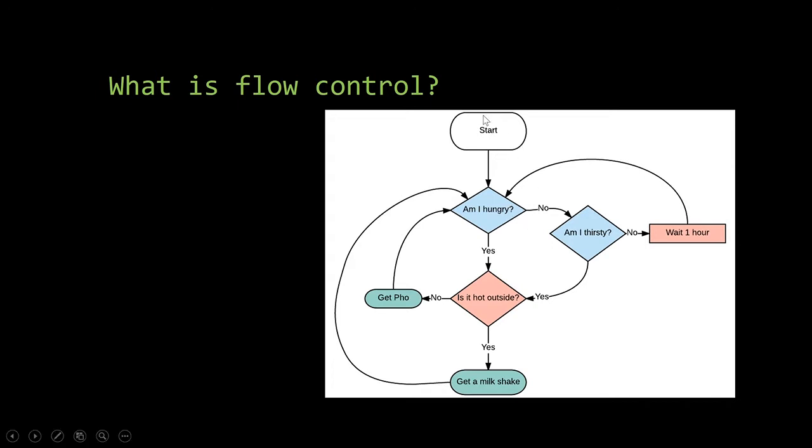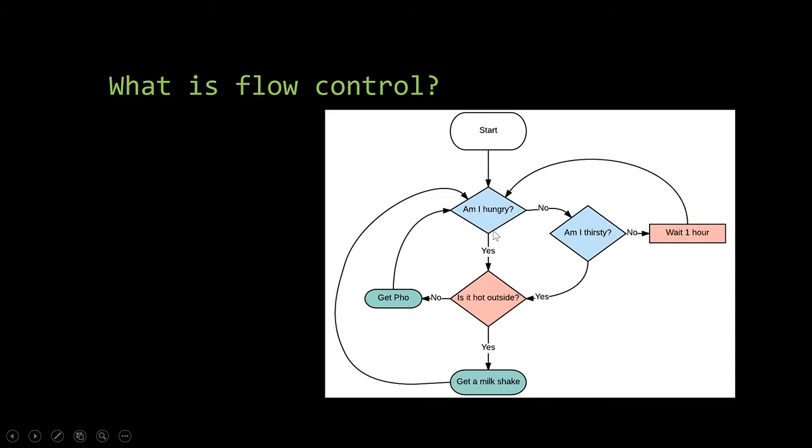So here you can see I start my day off, then I ask a question, am I hungry? Now there's two options here. When I ask a question in programming, I have either the true or the false, which is yes and no in this case. If I am hungry, I ask, is it hot outside? If it is not, I will then get pho, and then I will wait and then come back. So there's like a loop structure here. I'm asking multiple questions. There's a couple different branches, and things are always looping back.